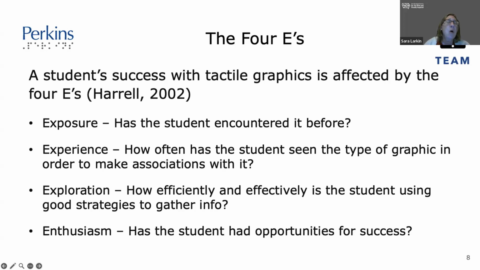Secondly is experience. How often has the student seen that type of graphic in order to make associations with it? Oh yeah, with this type of graphic, I need to make sure I look for a key, or I need to make sure I look for a title, or I need an anchor point. So experience with those different types is really important. Exploration: when they are accessing the graphic, how efficiently and effectively are they doing it? Is it random, or are they being very specific about what they are exploring and when? And of course, enthusiasm. The more success they have, the more enthusiastic they will be in using graphics in the future.